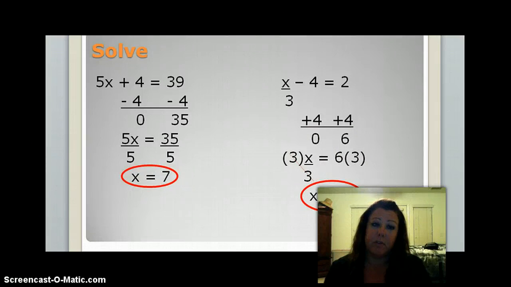I hope that this tutorial helped you and the videos, and that you better understand solving multi-step equations.